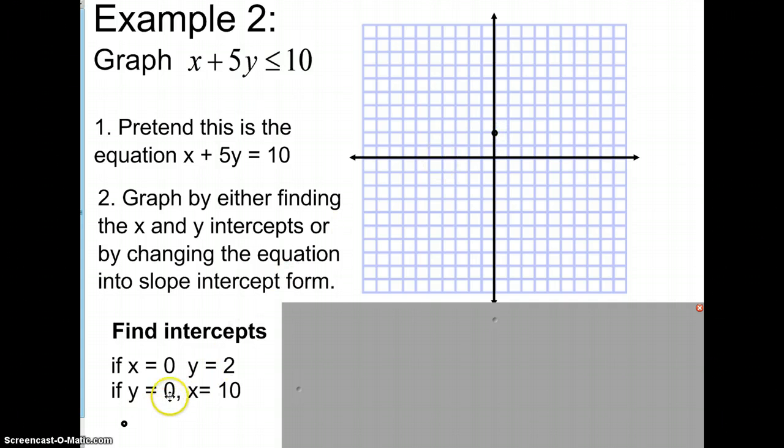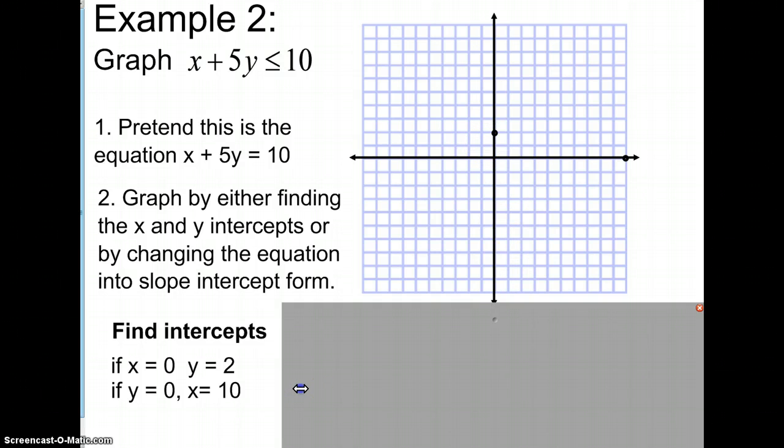And likewise, if I put a 0 here for my y, my x would have to be 10. So I put a 0 for y and my x is 10. I think this is a 10 grid. Let me count: 1, 2, 3, 4, 5, 6, 7, 8, 9, 10. There we go. Now I can make my line straight through those points.